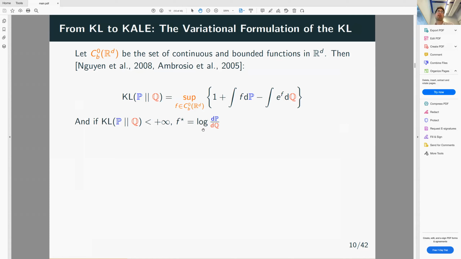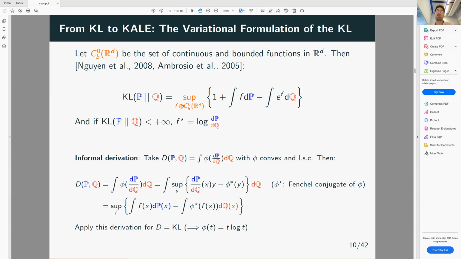So now that we have all this background in mind, I'm going to explain how to construct KALE, the probability divergence that we investigate in our work. It turns out, and I've not said it before, that the KALE has what we call a variational formulation. So you can compute the KALE as the supremum of a specific objective function. If we consider C0b to be the set of continuous and bounded functions in R^d, then you can show that the KALE solves the supremum problem here. If KALE is finite, then the supremum is reached at a specific point. And this point is a function, and it's the log density ratio. An informal derivation relies on what we call Fenchel duality. If you're familiar with Fenchel duality, then the derivation should be very simple. If you're not familiar with it, it's going to sound very obscure. But essentially, the proof is just a couple of lines if you just want to remain at a formal level.